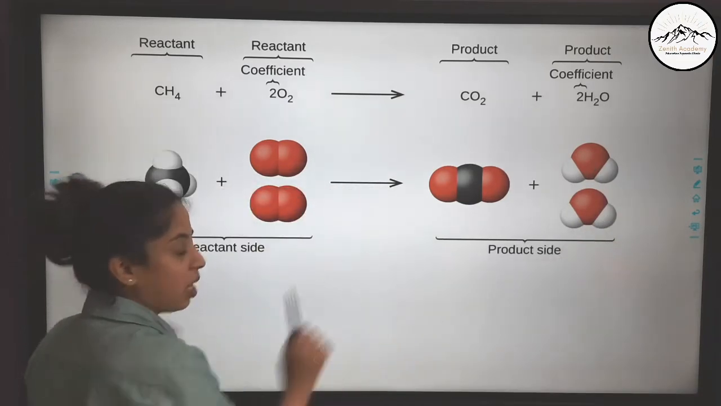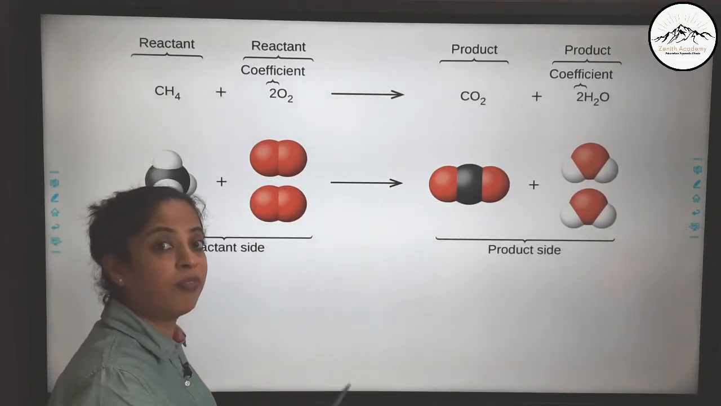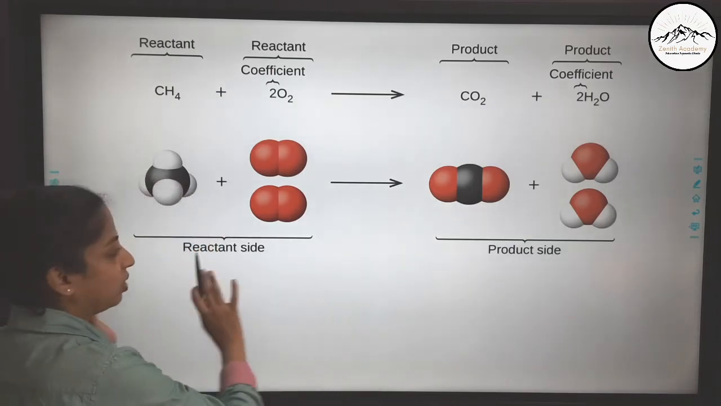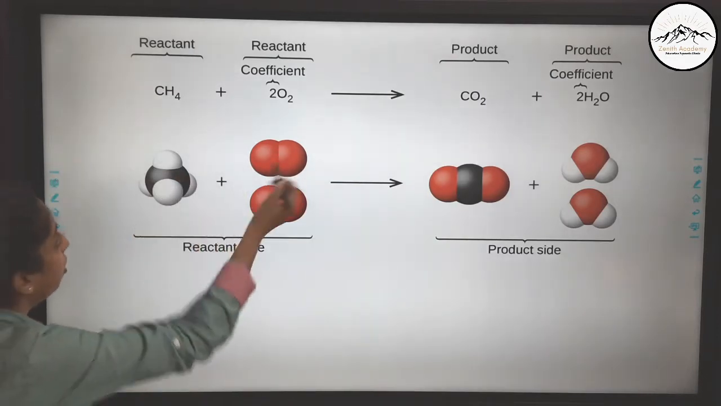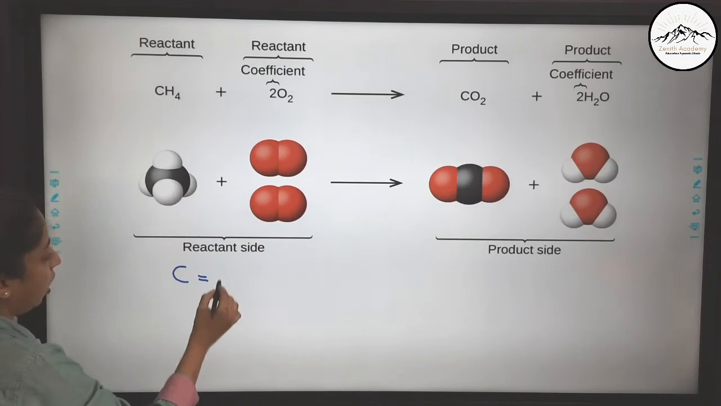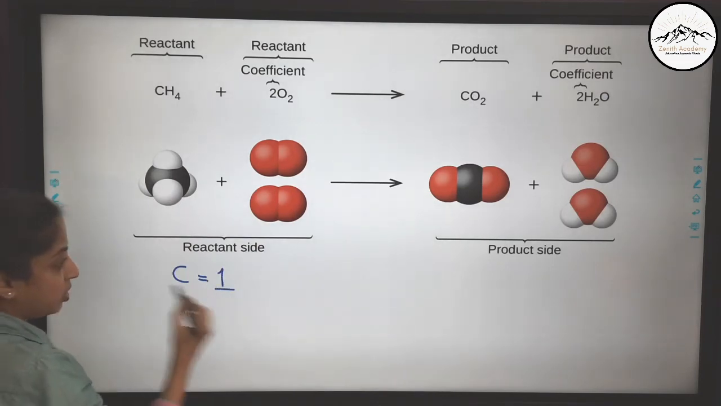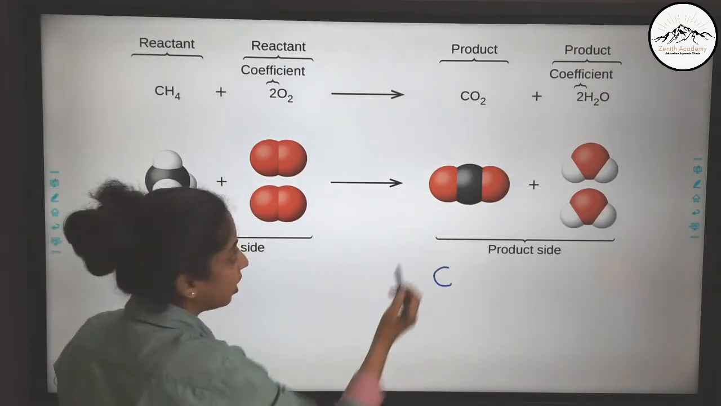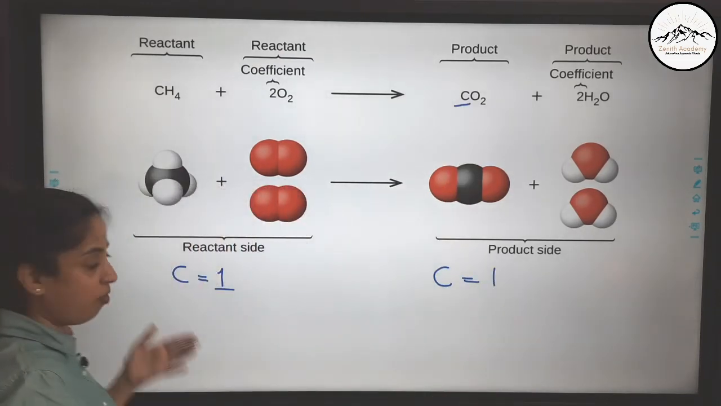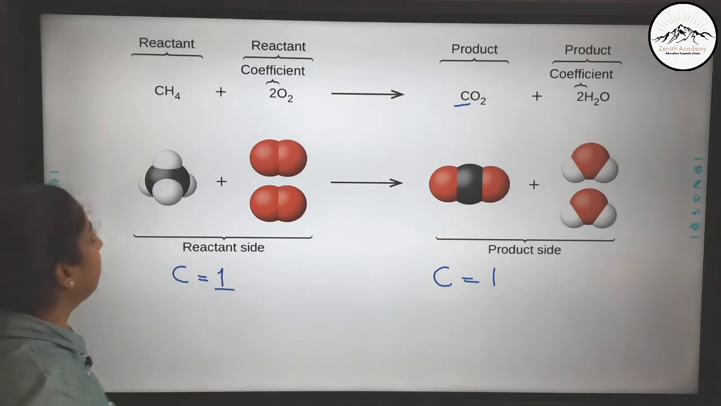So, in a balanced chemical reaction, the number of atoms of a particular element remains the same on the reactant side and product side. So here if you see carbon, how many carbon atoms are there? There is one carbon atom on the reactant side. Here if you see on the product side, there is only one carbon atom. So the number of atoms remains the same.